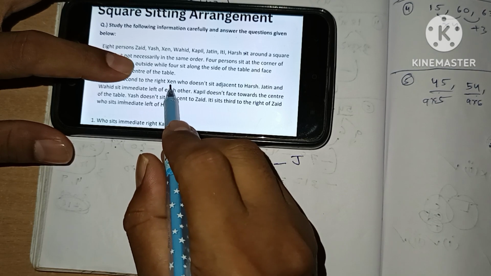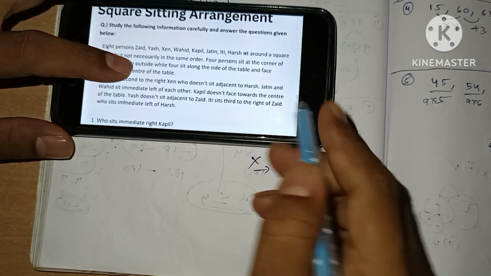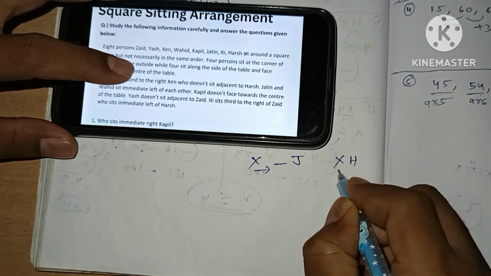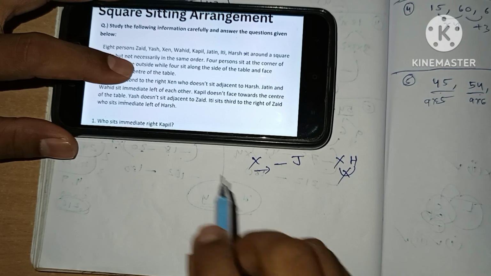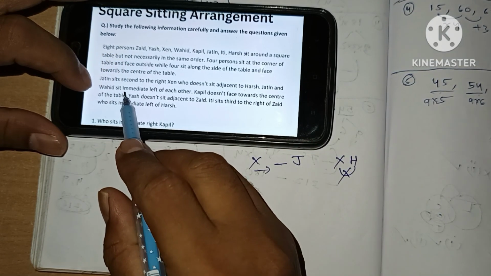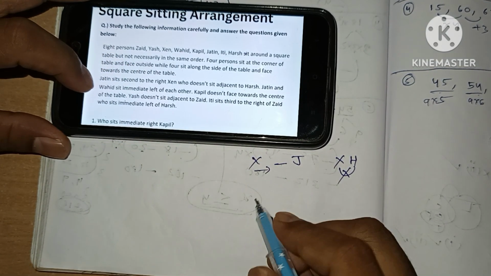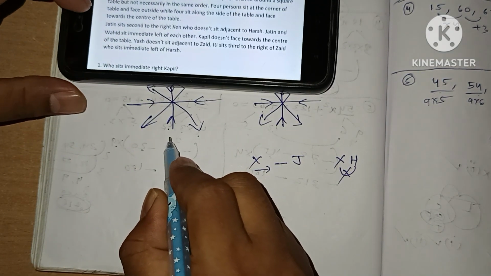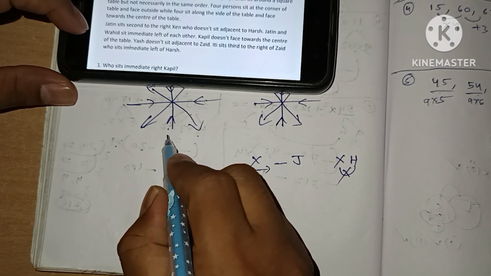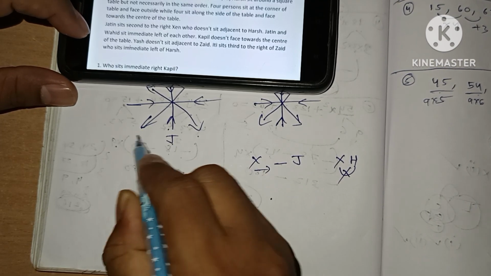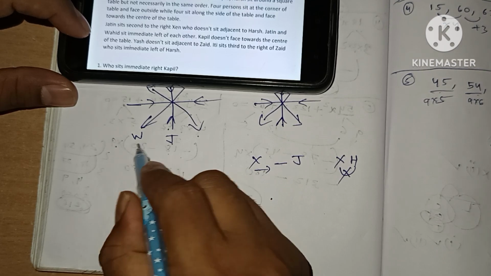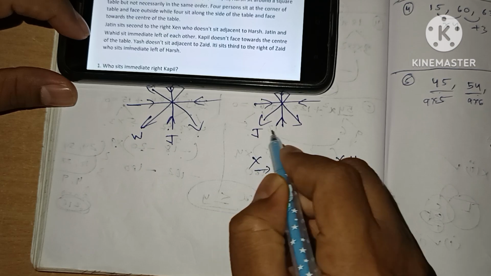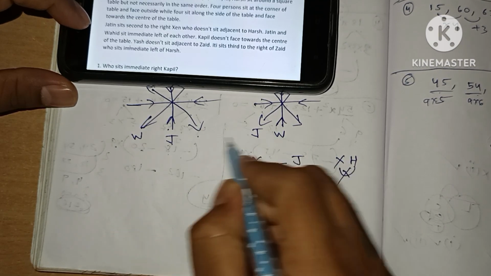Who represents this one? Zen doesn't sit adjacent to Harsh. So X and H are not adjacent. Jatin and Wahid sit immediate left to each other. So we can place this in our diagram as Jatin here, Wahid here. So we have two possibilities.